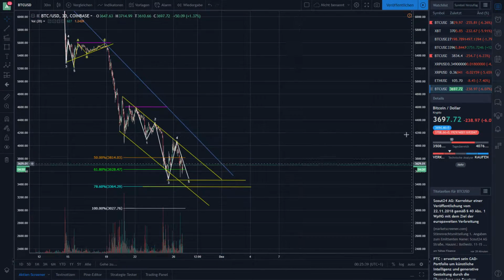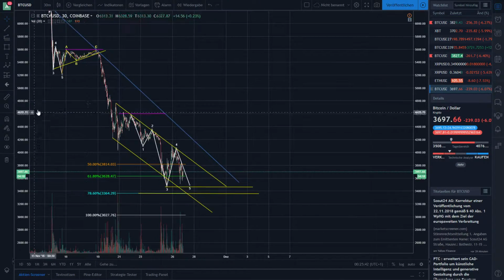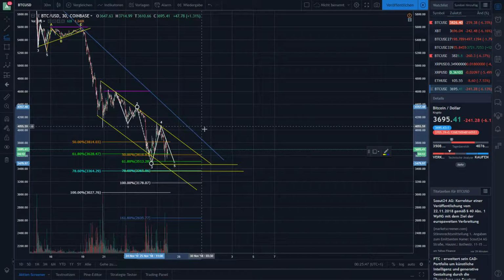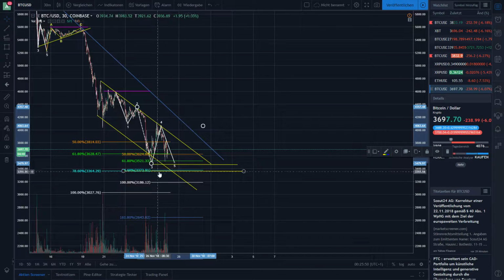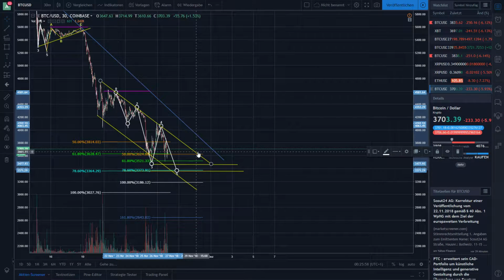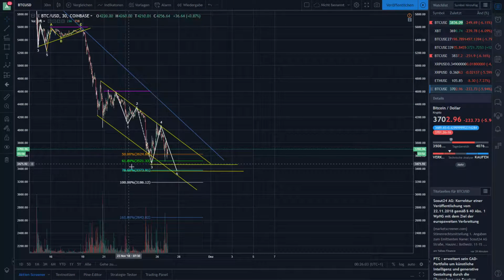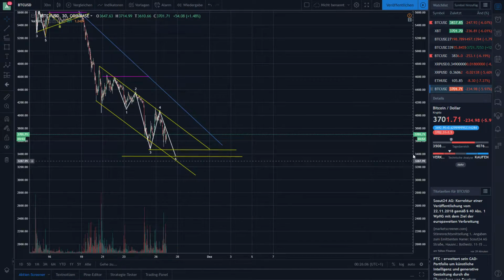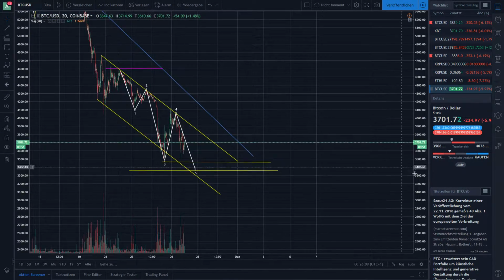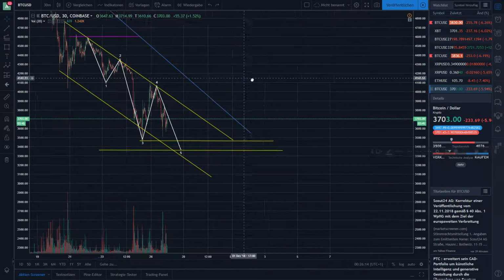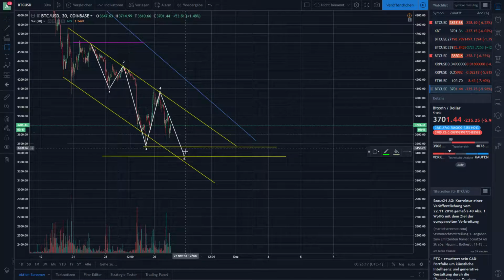So yeah, we see here, and if we look at this fib extension, we see again exactly the same height. So the fib extensions are telling me we're going to retrace through here. Well, not retrace, but go until here. So this is our range here.